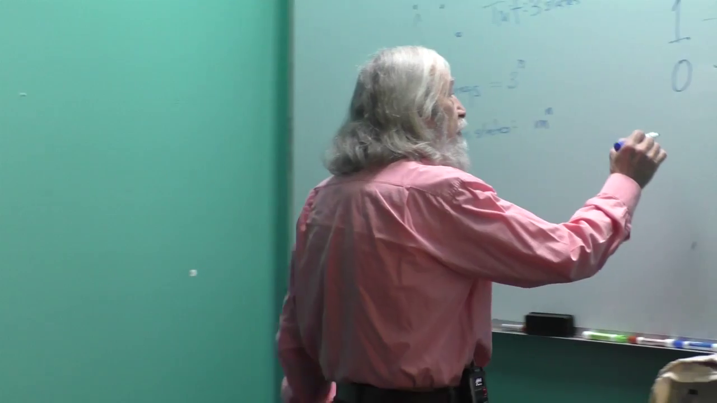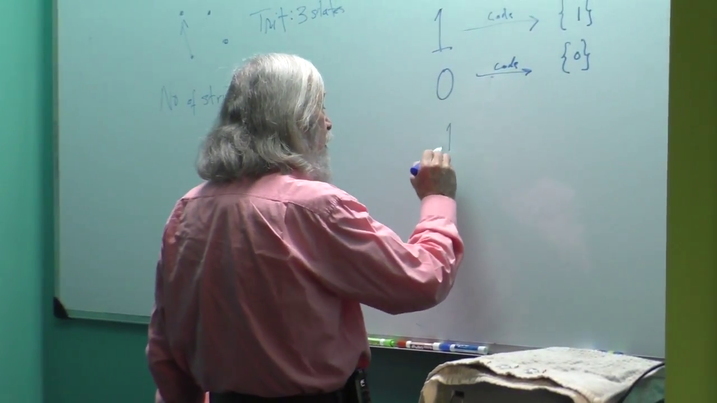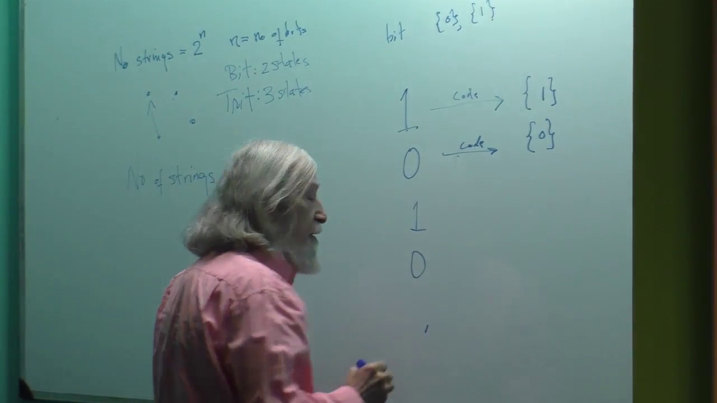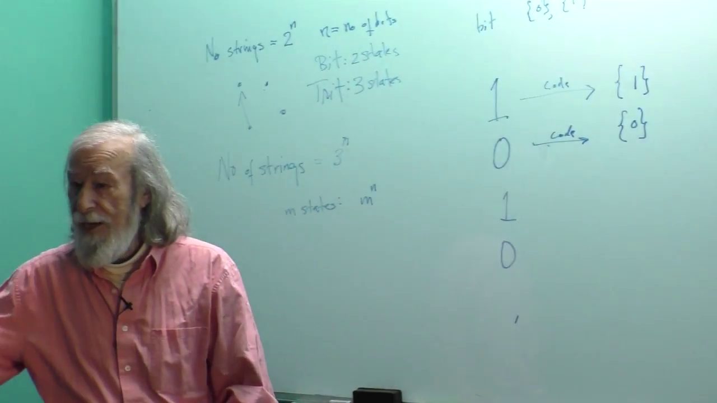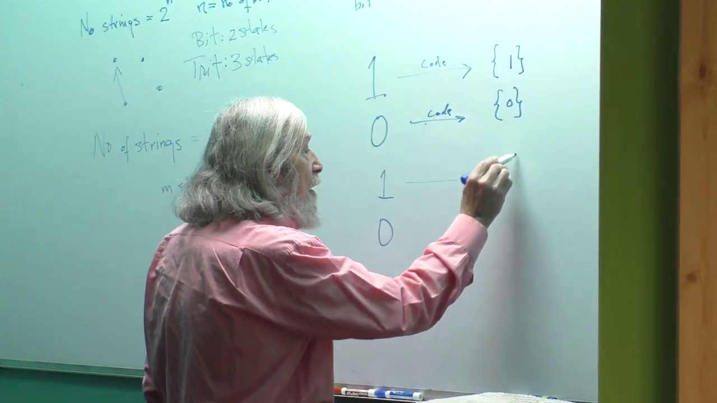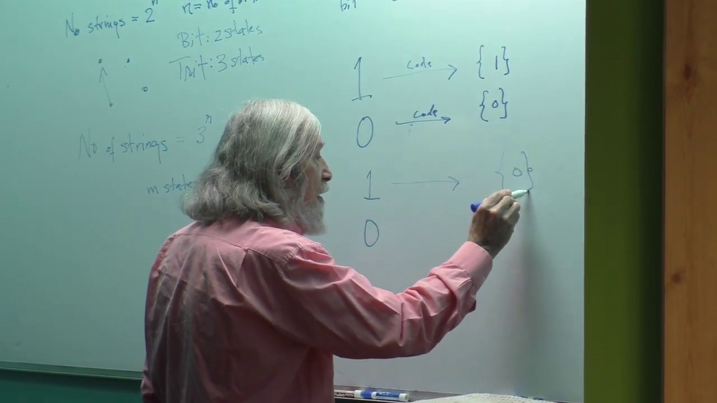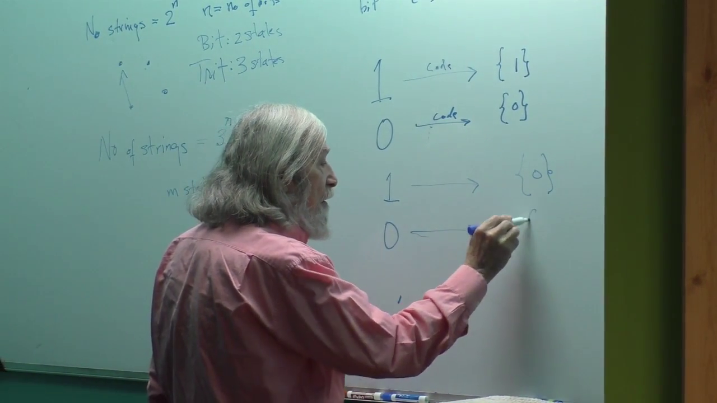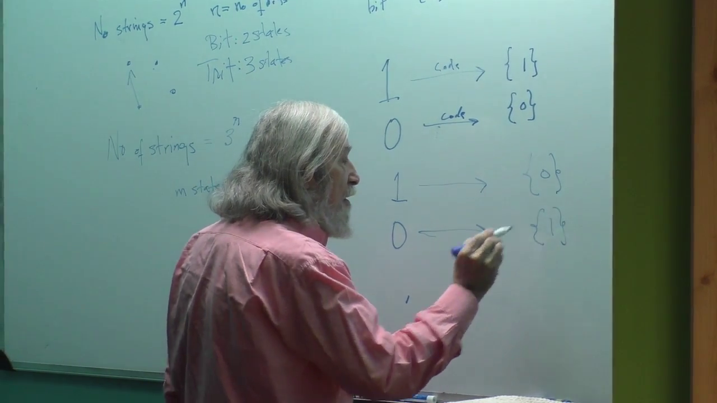But here's where you could really demonstrate how deeply you understood this problem. You could say, well, I have my 2 cats, 1 and 0. Those are their names. Look on their collar, it's got a 1, and the other guy's got a 0 on his collar. I'm going to code the 1 into the 0 state of the bit. And I'm going to code the 0 into the 1 state of the bit.